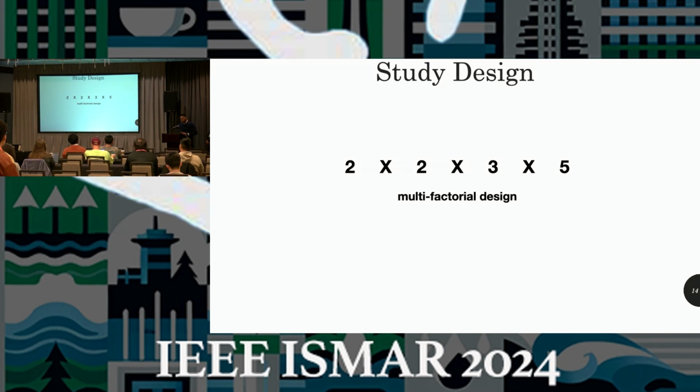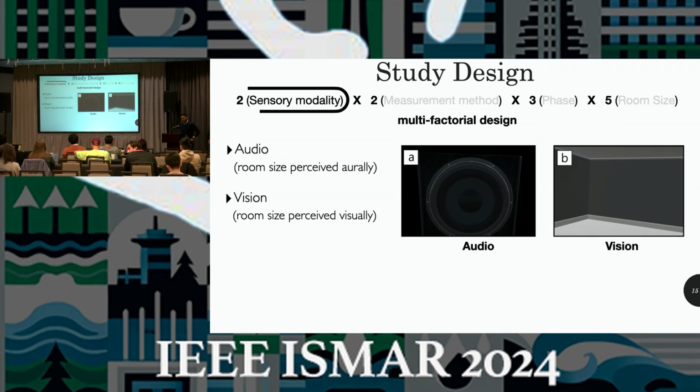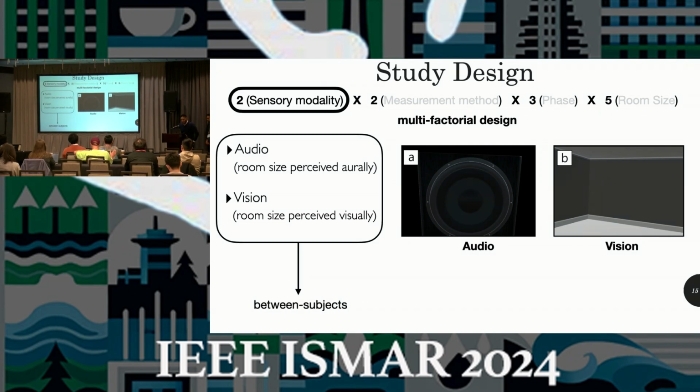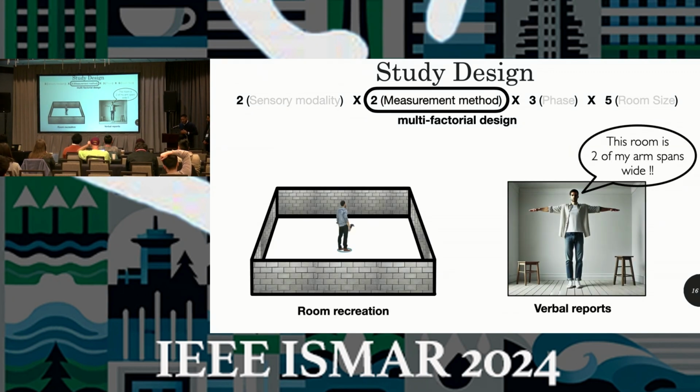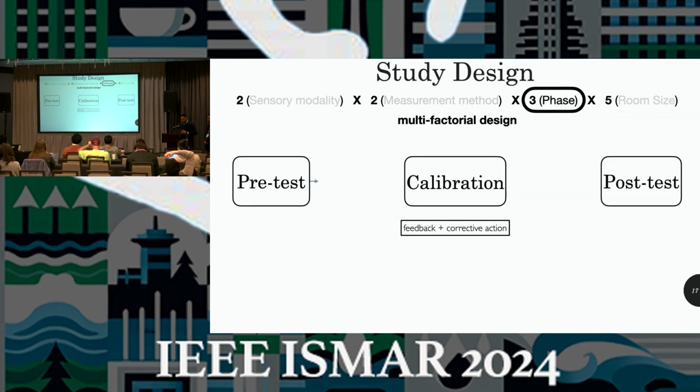So we employed a 2x2 by 3x5 multifactorial design, manipulating the sensory modality as a between-subjects factor across two conditions, where they perceive the size of the room visually or aurally, as we just explained. In the visual condition, they were shown the room's walls. We gathered measures of their room size through both room recreation and verbal reports in terms of how many arm spans wide they felt the room was. Again, we employed a three-phased approach: pre-test, calibration, post-test, where the calibration phase had feedback and they would take corrective actions for their estimates.